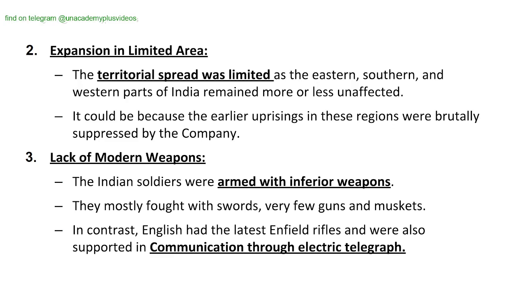Expansion in limited area. The territorial spread was limited as the eastern, southern and western parts of India remained more or less unaffected. It could be because the earlier uprisings in these regions were brutally suppressed by the Company. Lack of modern weapons. The Indian soldiers were armed with inferior weapons. They mostly fought with swords, with very few guns and muskets. In contrast, the English had the latest Enfield rifles and were also supported in communication by the electric telegraph.